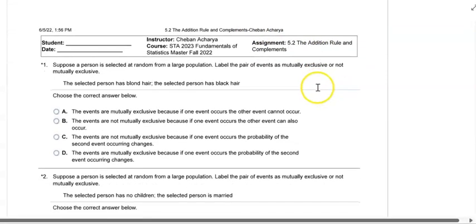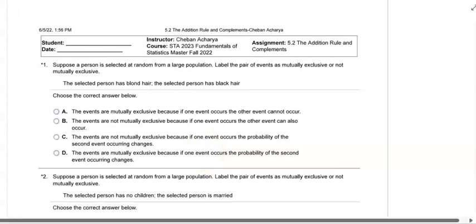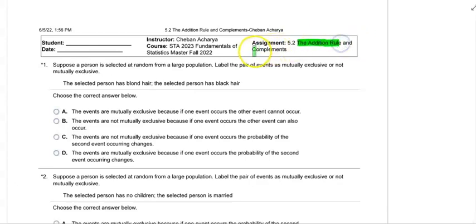In this video, I'll do the homework from section 5.2, and these are the homework problems from MyLab Math. This 5.2 is about the addition rule and the complement. Okay. The first question is we were talking about mutually exclusive events. Also, there is another name for mutually exclusive, we call disjoint.